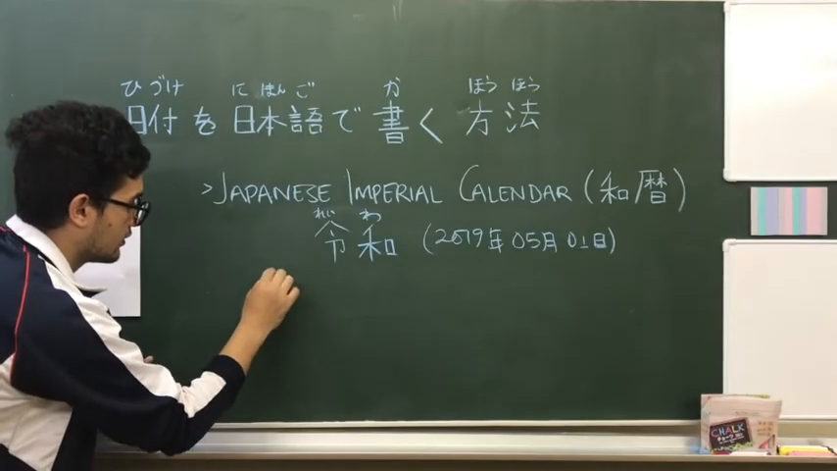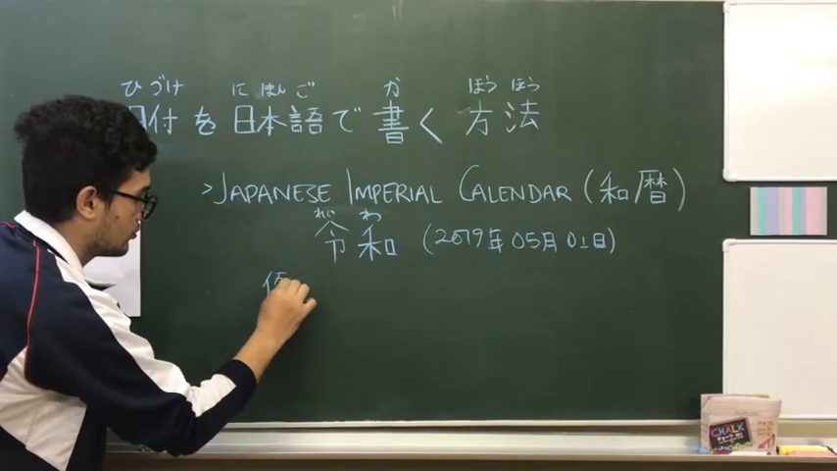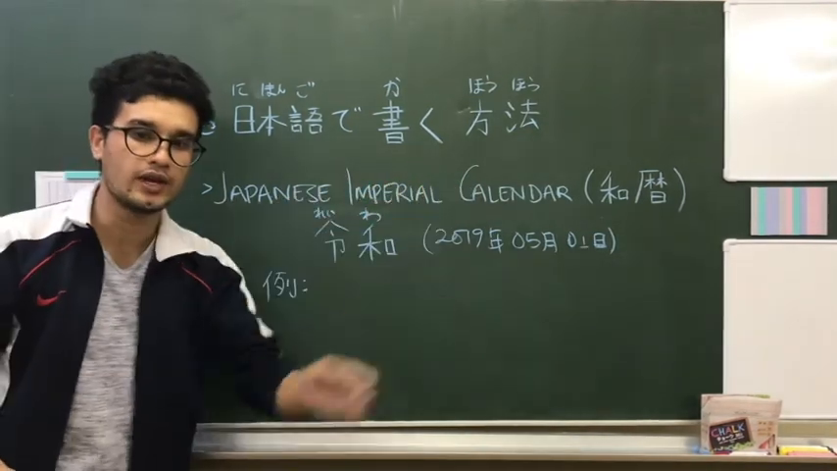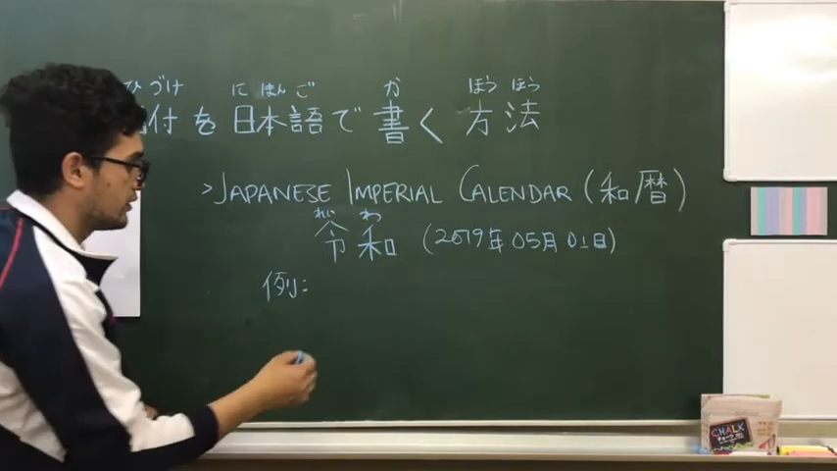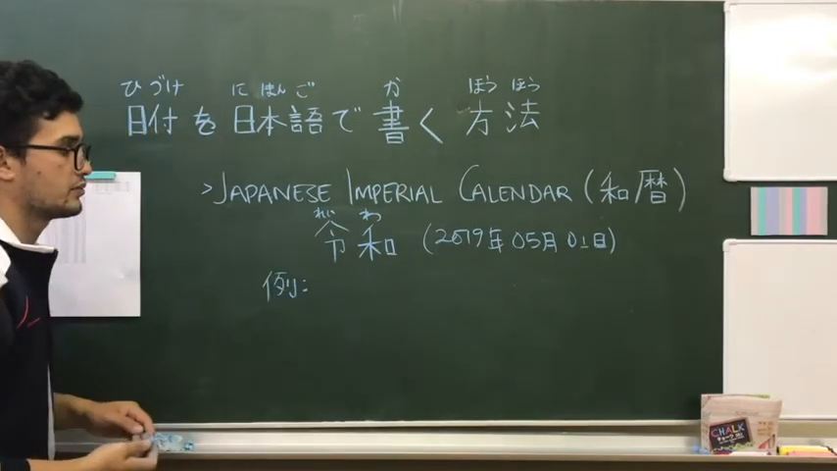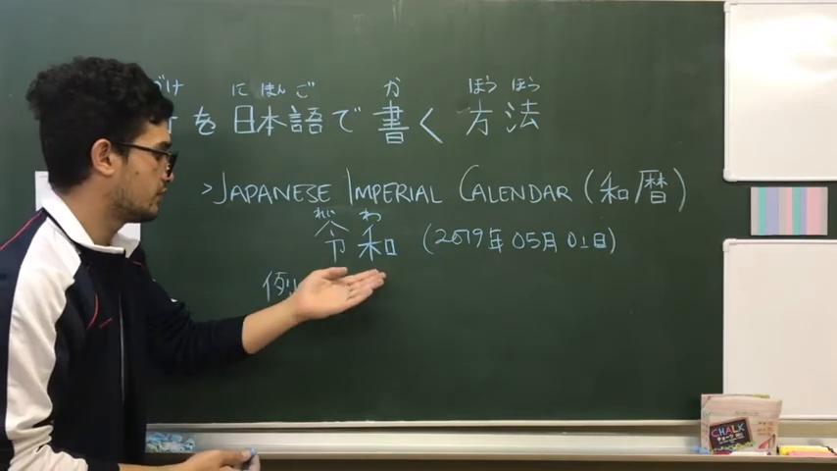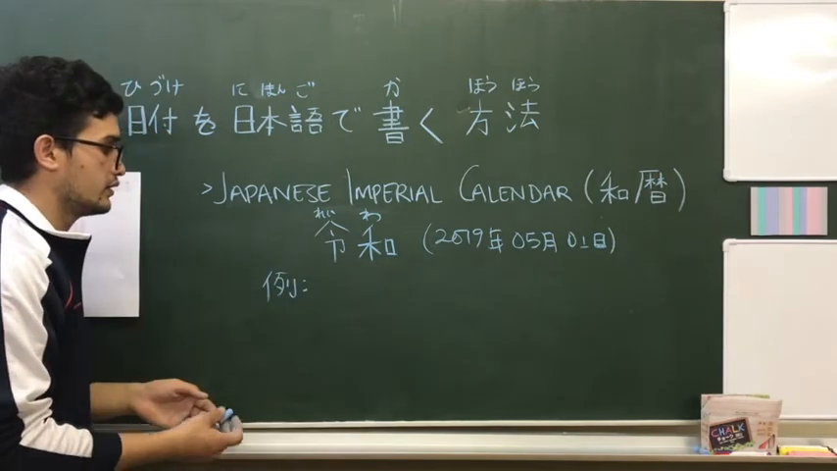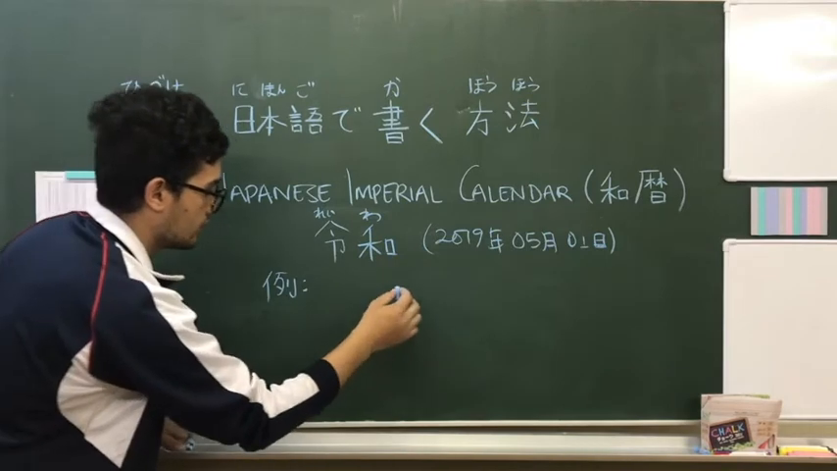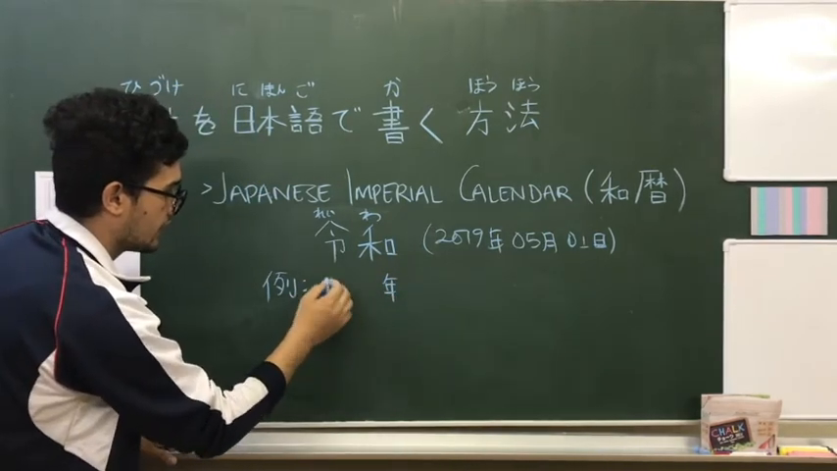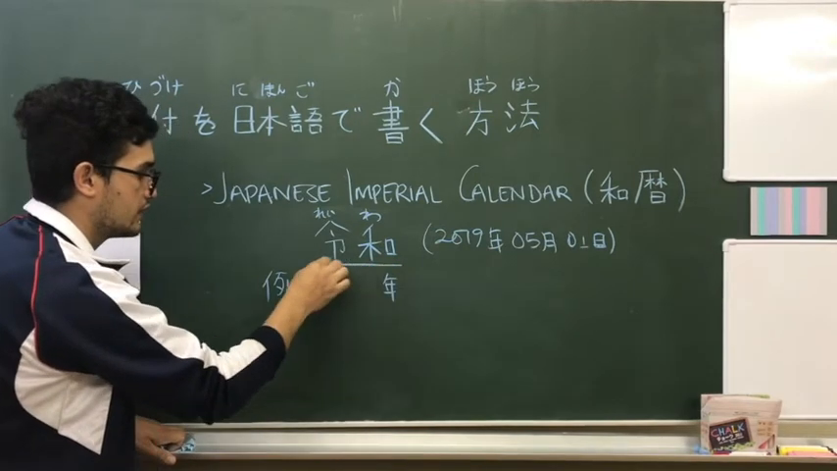Okay, let us learn now how to write in the Japanese Imperial Calendar way. Whenever you're writing the Japanese Imperial Calendar, the date is written with the year prefixed with the era. So this is the year, it will be prefixed with the era. The era for now is Reiwa.